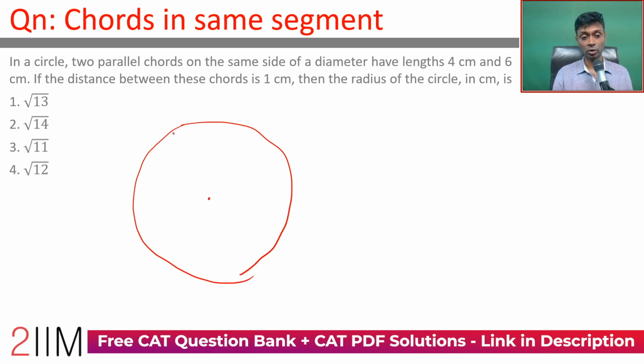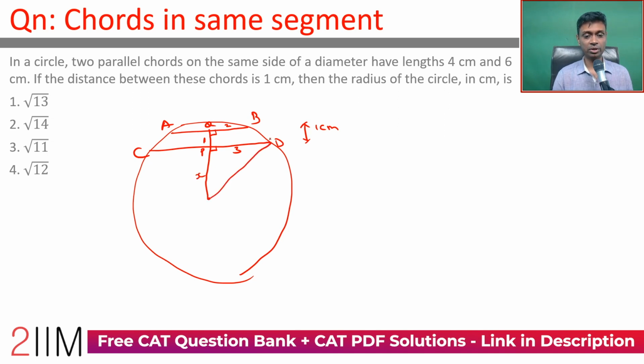Center here. One chord measures 4, one measures 6. The parallel chords, the distance between them is 1 centimeter. From the center, draw a line perpendicular to one chord. It will be perpendicular to the other chord too. This is 2, this is 3. Say this is AB, CD, PQ. PQ is 1. Let's say this is X.